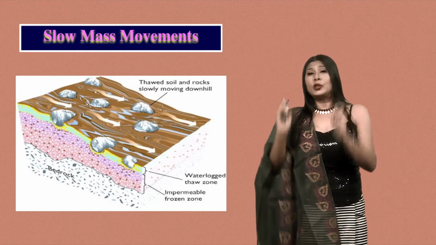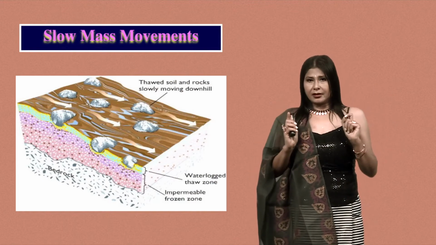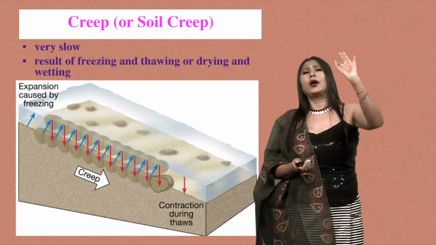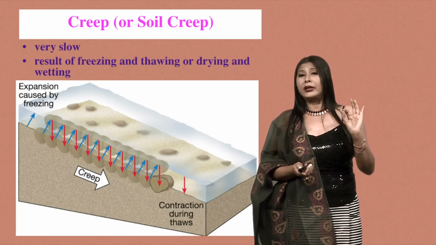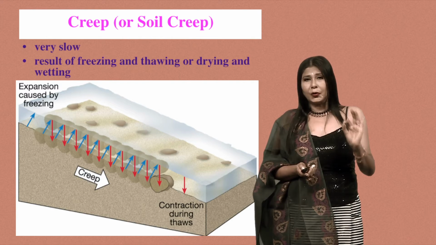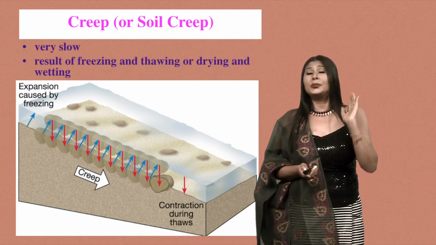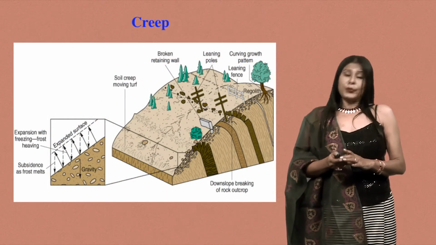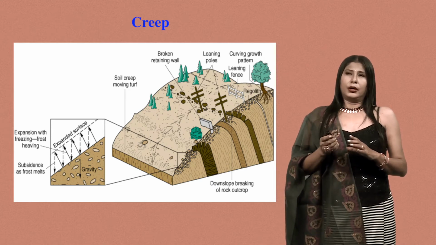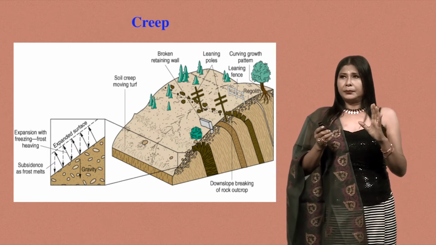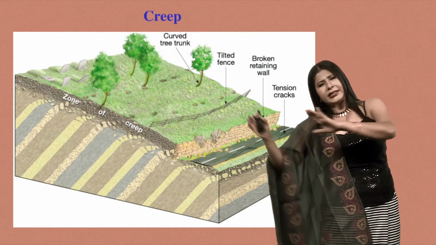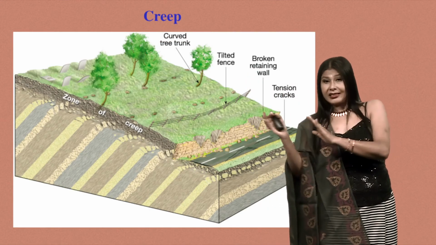Now, let us see slow mass movement. There are some mass movements whose movement is so slow, and one is creep or soil creep. It is so very slow that their movement is not visible to our eyes. When we travel and see the roadside, sometimes we will see the trees are tilting, the fence is tilting.